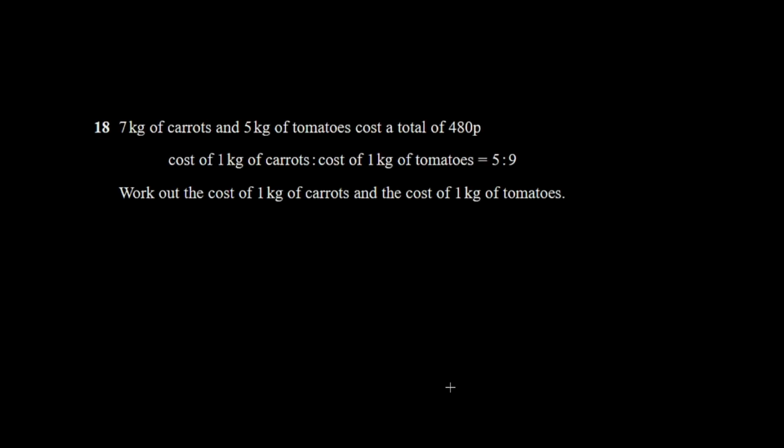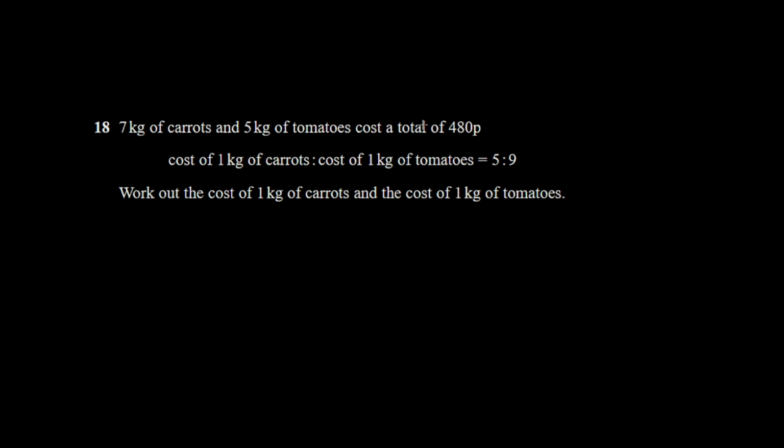Question 18, we've got that 7 kilograms of carrots and 5 kilograms of tomatoes cost 480 pence. We're also told that the cost of 1 kilogram of carrots in ratio with the cost of 1 kilogram of tomatoes is 5 to 9. Work out the cost and so on. Okay, well, we've got to do quite a lot of maths before we can work out what 1 kilogram of carrots and 1 kilogram of tomatoes costs.